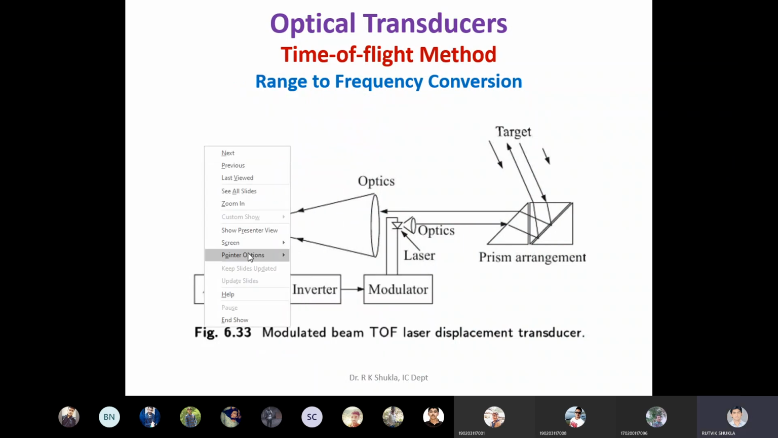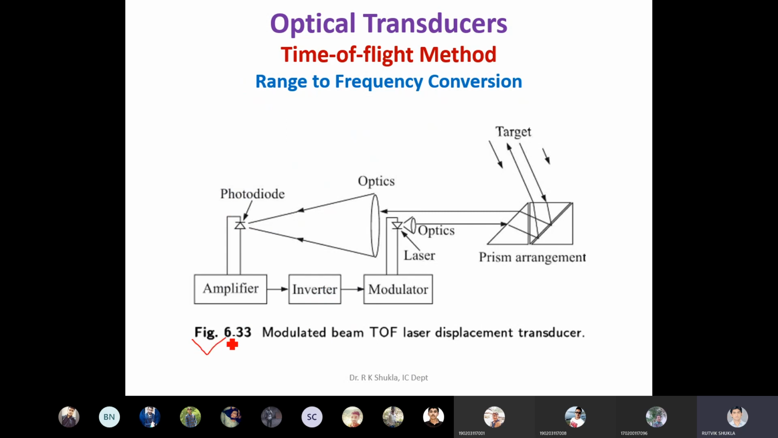Let's understand what this particular figure means. This is a figure for a modulated beam, time of flight, laser displacement transducer. Modulated beam means somehow your beam or signal is mixed with some additional quantity, that is a carrier. Modulation generally means that your source or your signal is not alone.